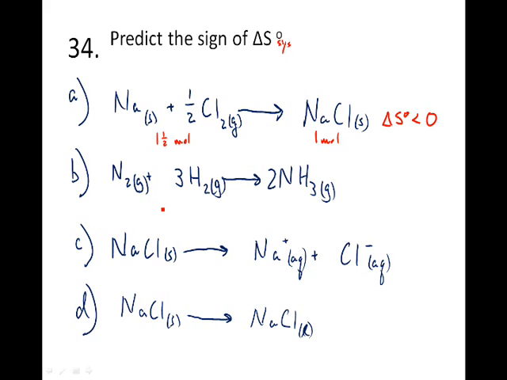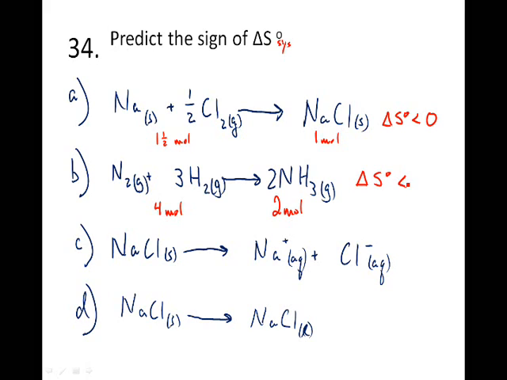B. In B, you're going from 4 moles of reactants to 2 moles of products. So once again, the change in entropy of the system is less than 0, a negative value, because you're making it more compact. Here, it's not a matter of the moles changing, although I guess you could look at it as saying we're going from 1 mole to 2 moles.